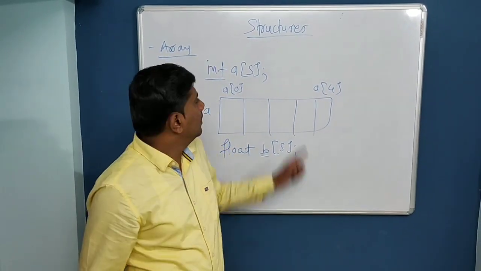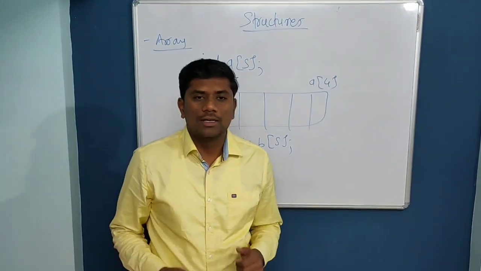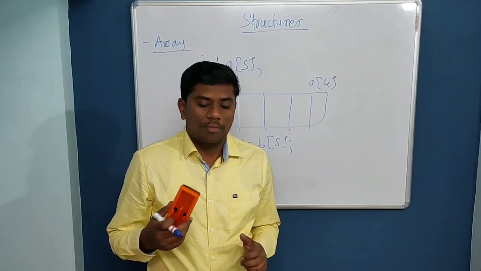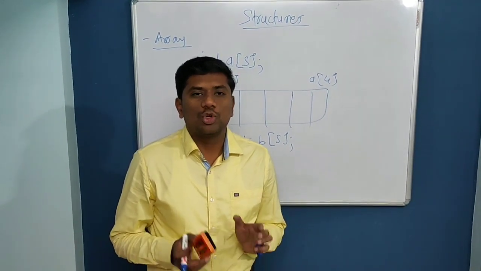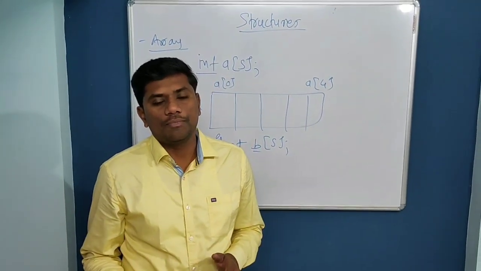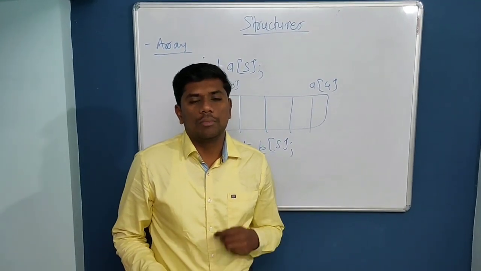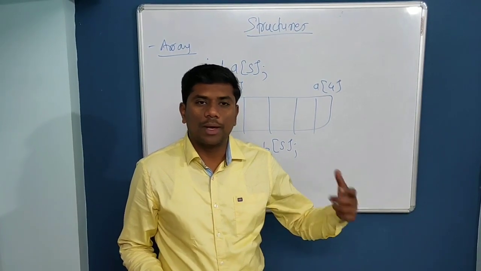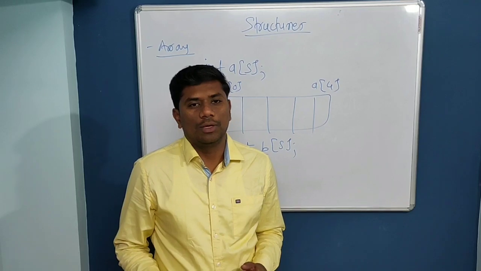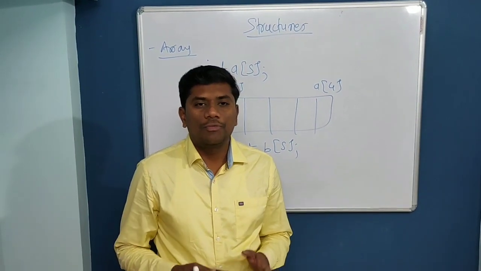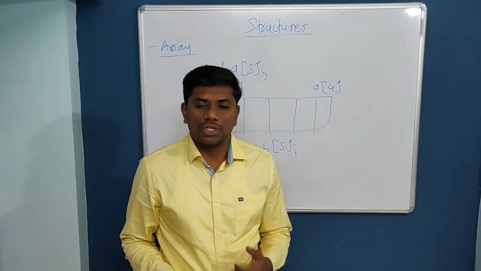This drawback is overcome by using the structure concept. Structure is used to store multiple values of different data types. It is a collection of elements having different data types. So there is a drawback of array, and that drawback is overcome by using structure. What is the drawback of array? Array is a collection of elements having the same data type only. We can't mix elements of different data types in an array. This drawback is overcome by using structure.